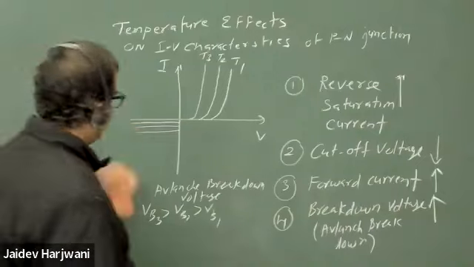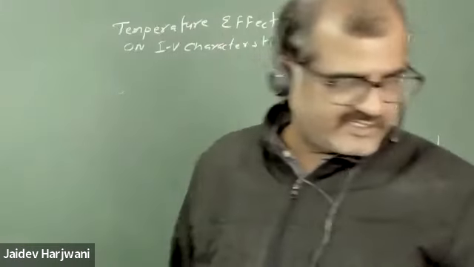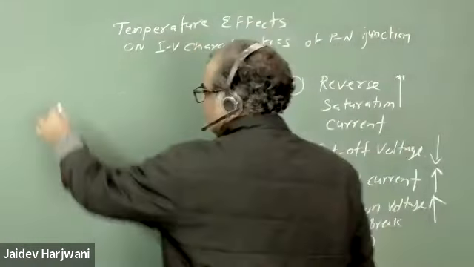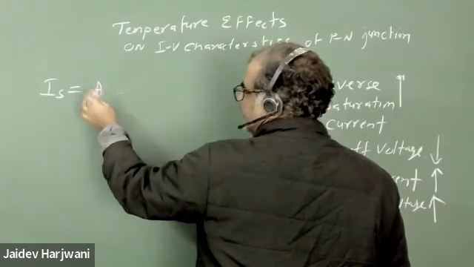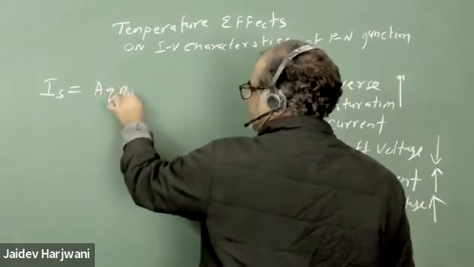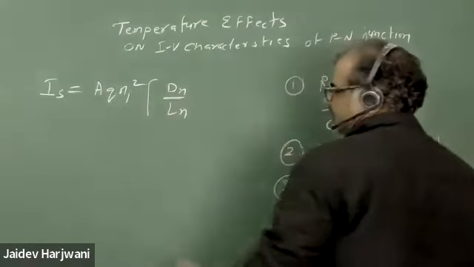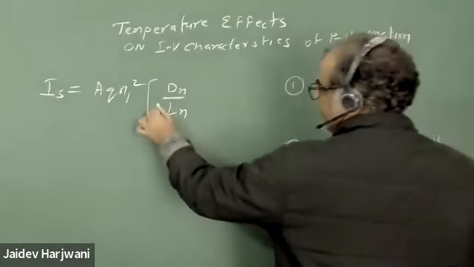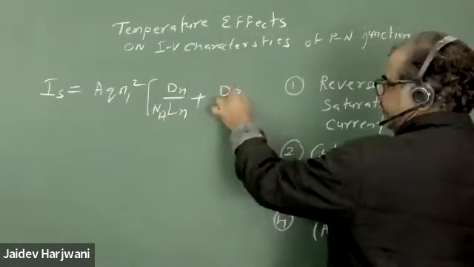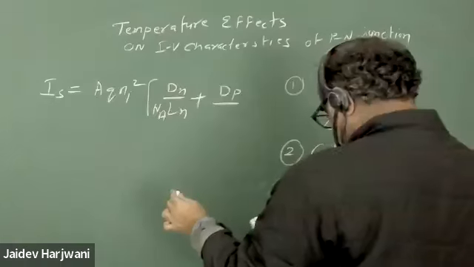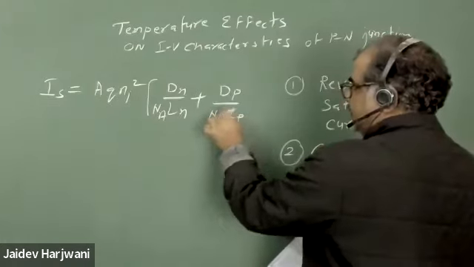So what happens when you increase the temperature? Your intrinsic carrier concentration increases. The expression for reverse saturation current IS depends on the area of the junction, ni square, and then the diffusion coefficient, diffusion length for electrons, doping NA, plus DP, LP, and your ND.